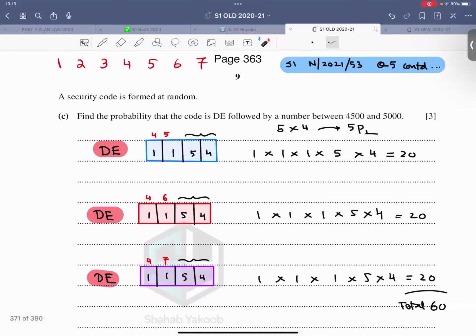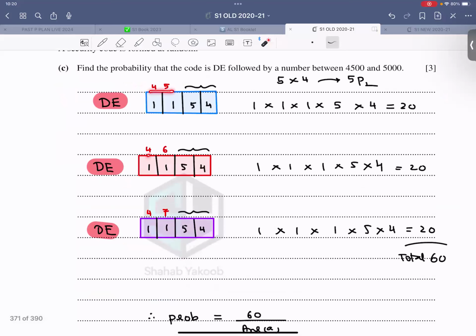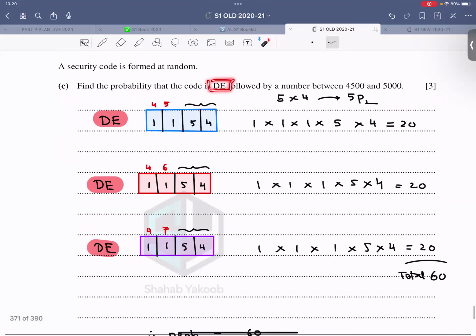Now this part. A security code is formed at random. Find the probability that the code is DE followed by a number between 4,500 and 5,000. So between 4,500 and 5,000, the number could start with 45, 46, 47. There is no 48. There is no 49. So that means we want 45, 46, 47, and DE is there, so that is just fixed. That's one possibility, one possibility. 45, one possibility. So basically, we just have to focus on the last 2 digits.